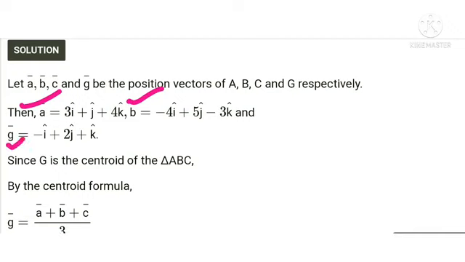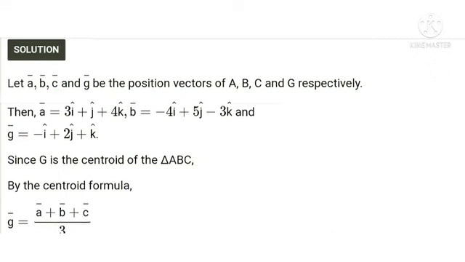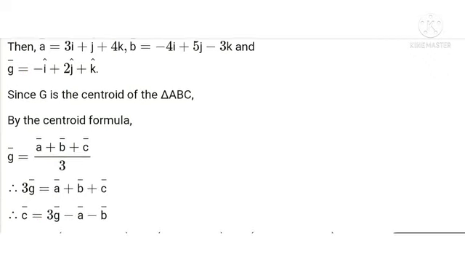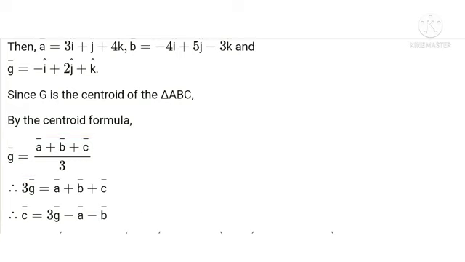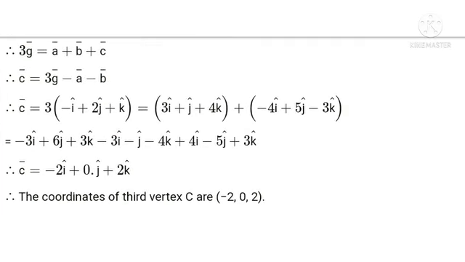Okay. Now G is the centroid of triangle ABC, so we use the centroid formula here. By the centroid formula, what is the centroid formula? G bar is equal to (A bar plus B bar plus C bar) upon 3. That is, we get 3G bar is equal to A bar plus B bar plus C bar. We want C bar, so we write C bar is equal to 3G bar minus A bar minus B bar. Now you put the values of G bar, A bar and B bar.